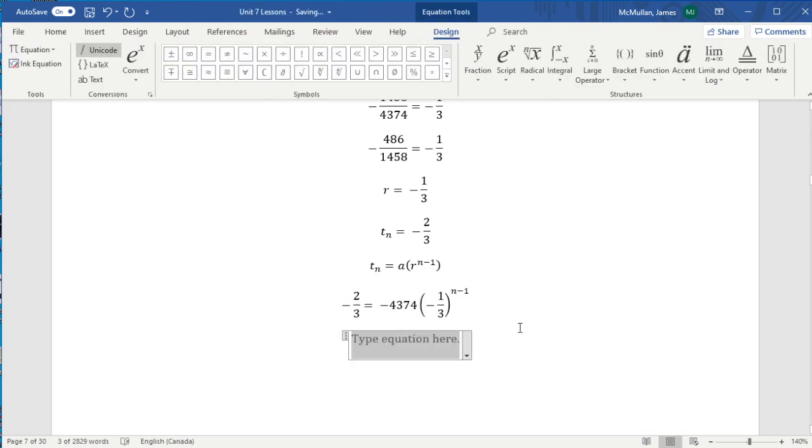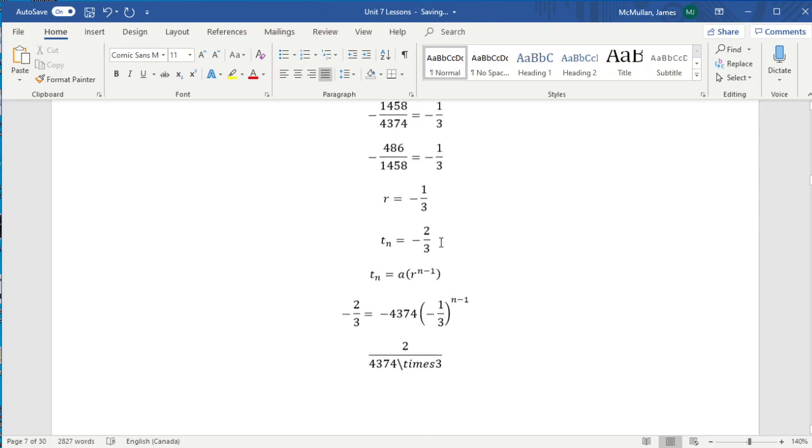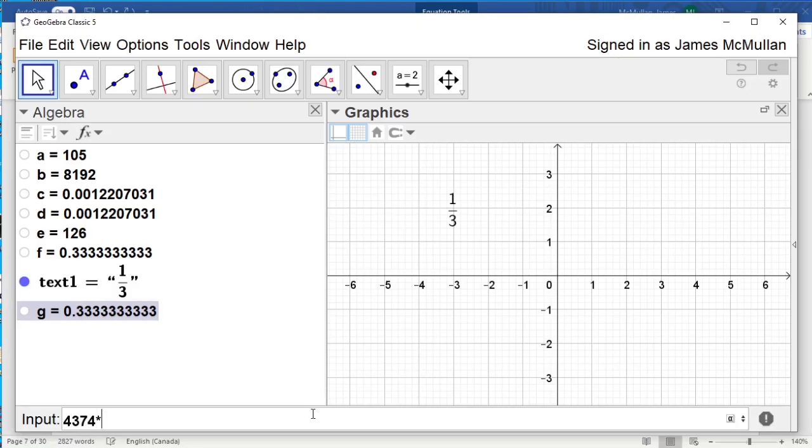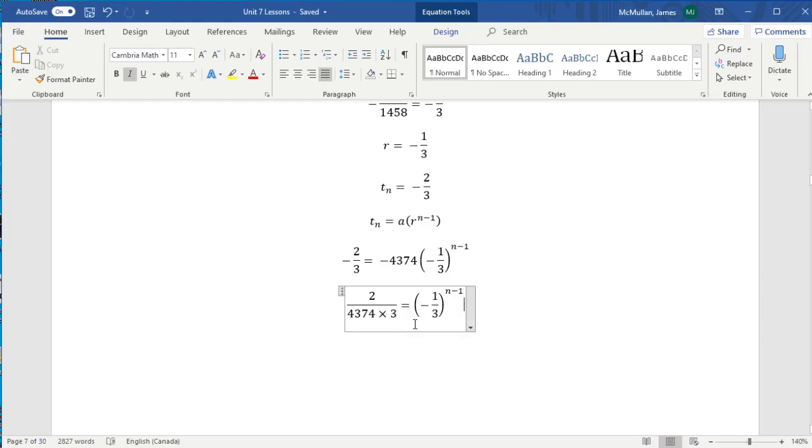The first thing I'm going to do is divide 4374 over to the other side. The other side is already negative, so this is just going to make it positive. So I have 2 over 4374 times 3, because it goes in the denominator, it would equal -1/3 to the n minus 1. Okay, so let's figure out what this is. 2 divided by 4374 times 3. So let's just do 4374 times 3. 13122.